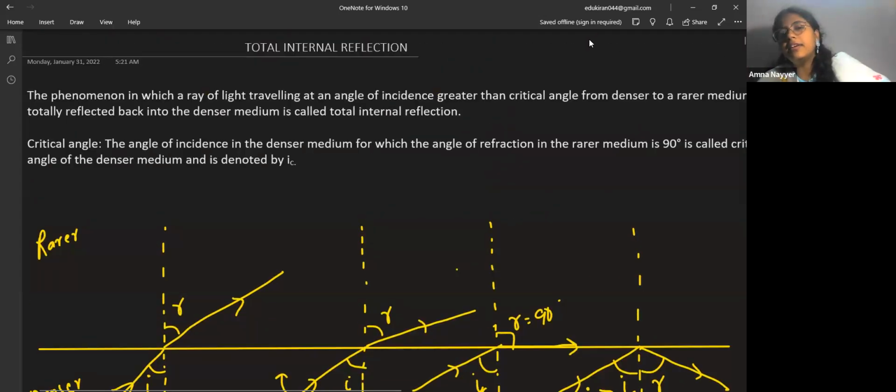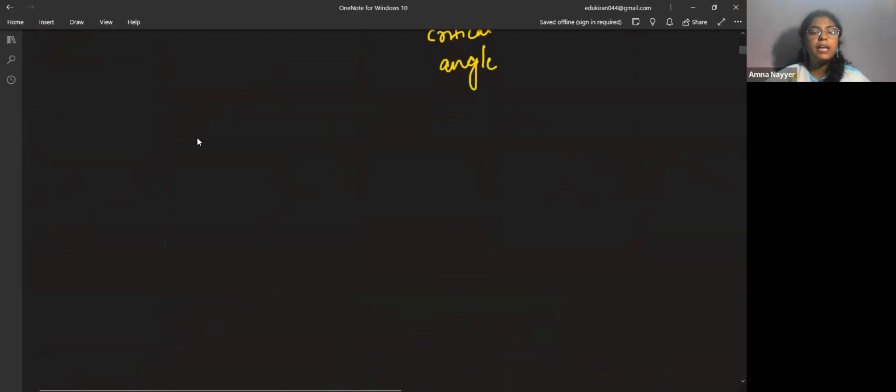See, the derivation for total internal reflection, you don't have as such a derivation for this. Here you have to apply Snell's law. Let me tell you this so that we can straight away go into the questions. For the critical angle to occur, we will apply Snell's law.